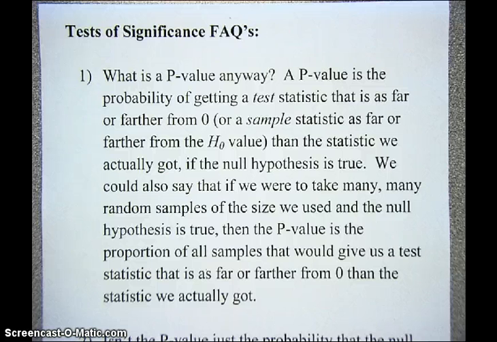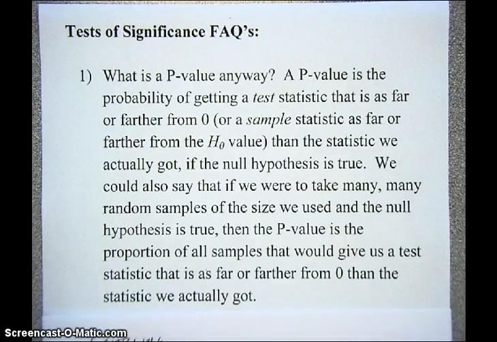A p-value is the probability of getting a test statistic that is as far or farther from zero, or a sample statistic as far or farther from the H-naught value than the statistic we actually got, if the null hypothesis is true. Another way to say it is, if we were to take many random samples of the size we used and the null hypothesis is true, then the p-value would be the proportion of all samples that would give us a test statistic that is as far or farther from zero than the statistic we actually got.